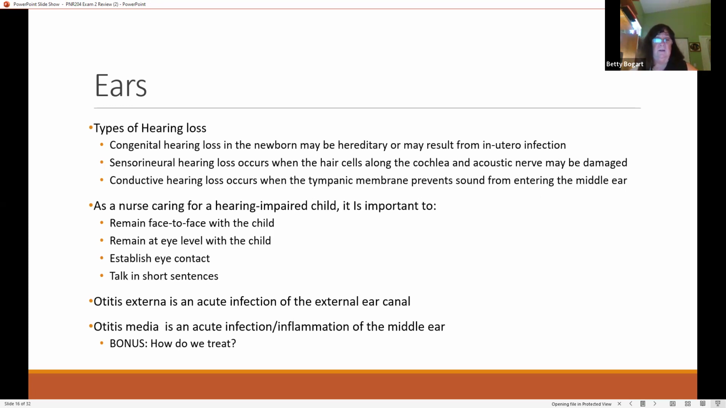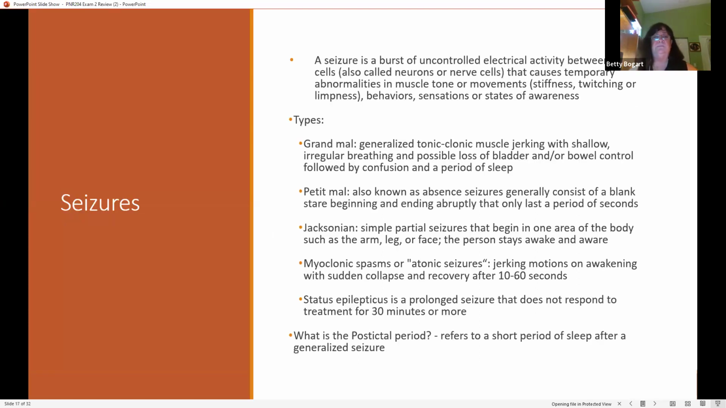Otitis media is an acute infection of the middle ear. It's because of those little short eustachian tubes, and the mucus gets shoved back up into the ear. How do we treat it? Augmentin, right? Usually an antibiotic. Augmentin, amoxicillin are those that we would treat it with, antibiotics.